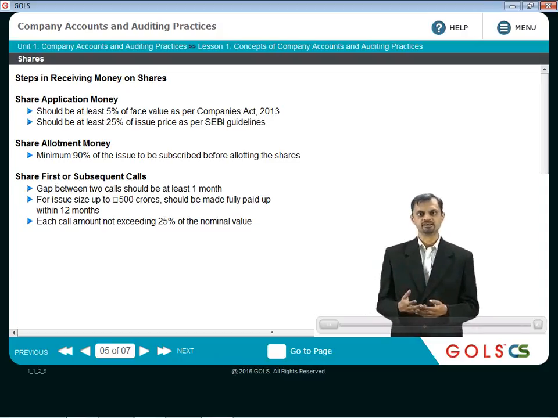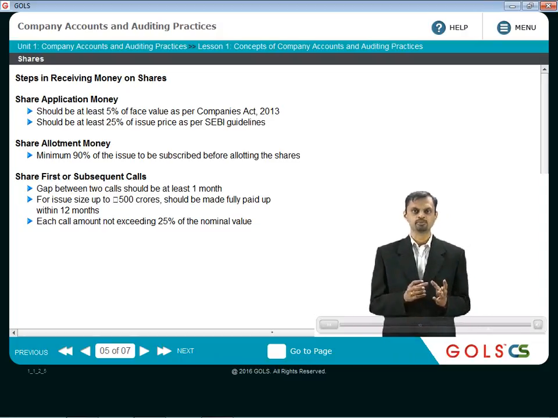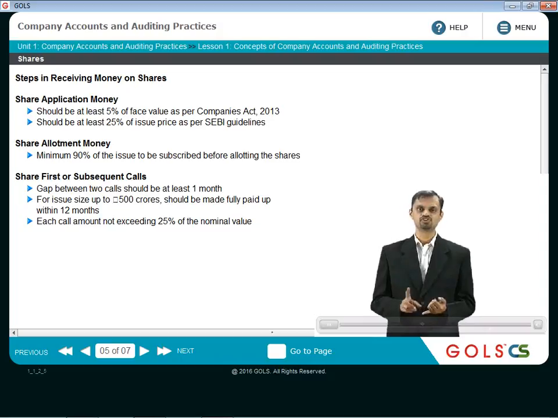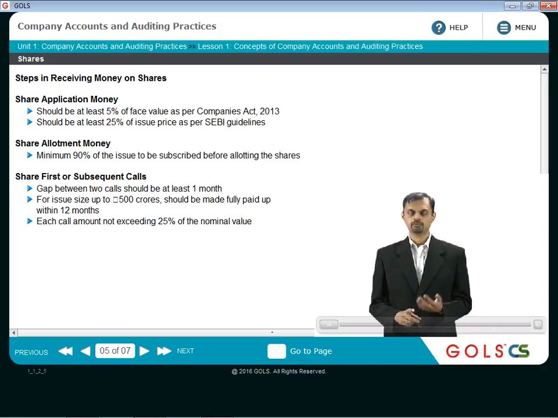Then on these shares, the company may further ask for the amounts in installments out of the remaining amounts. So then that is called as share first call, share second call, etc. There is no limit on the maximum number of calls that can be made by the company. The only thing is, whichever is the final call, suppose the second call is the final call, then it is called share second and final call. Suppose the third call is the final call, then it is called share third and final call. Before that, it will be called as share first call, share second call.